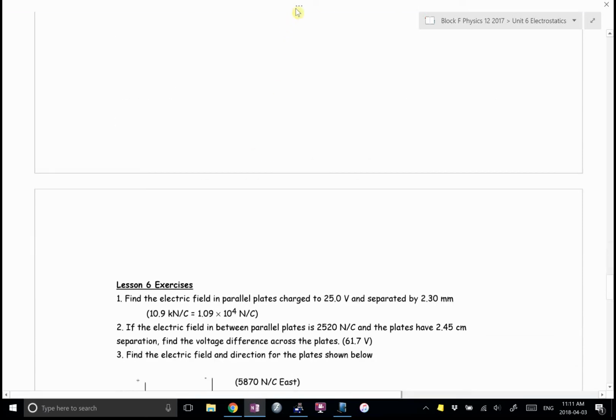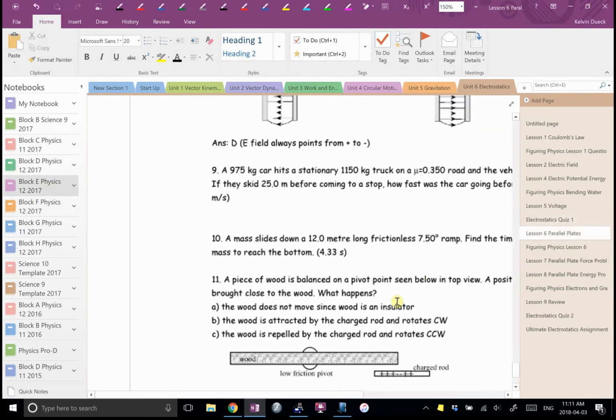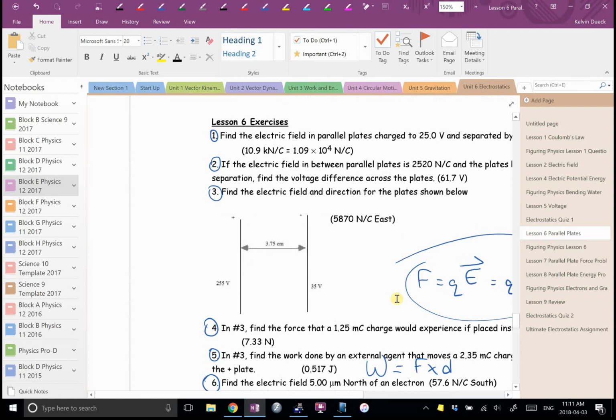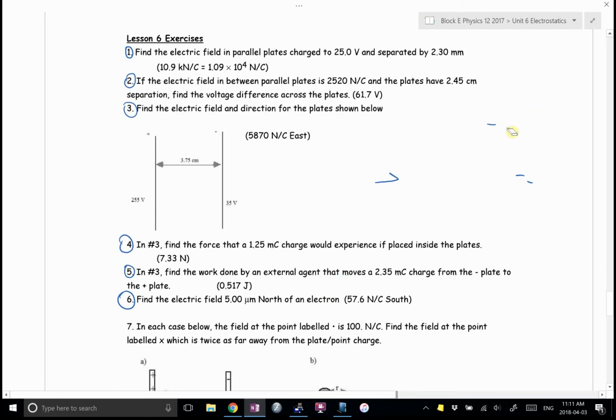Now, what's your homework? Here's what I assigned my block E's. 1, 5, 6. What's number 4 asking me to find? Force. So I would start out by saying for number 4, electric field is that, which means force is that, and electric field between two charged plates is that.